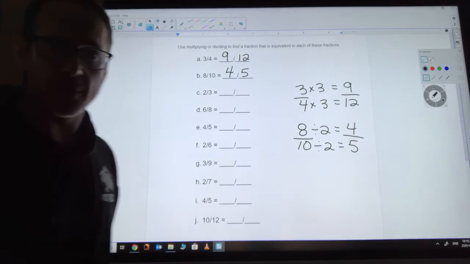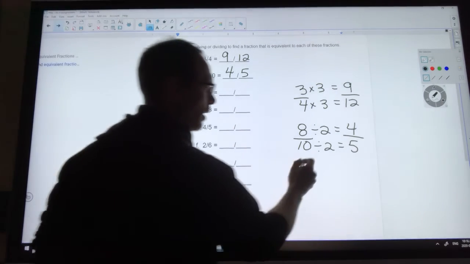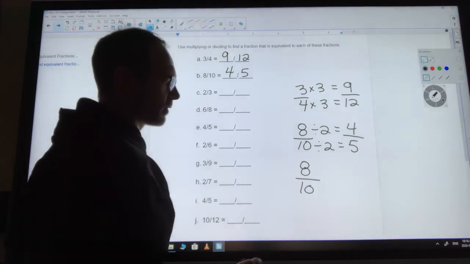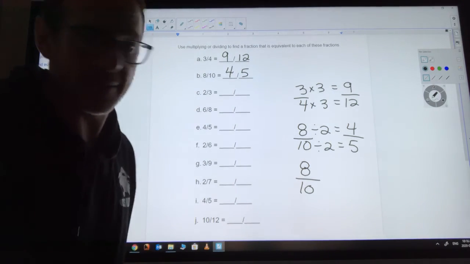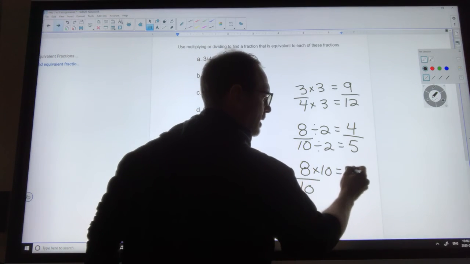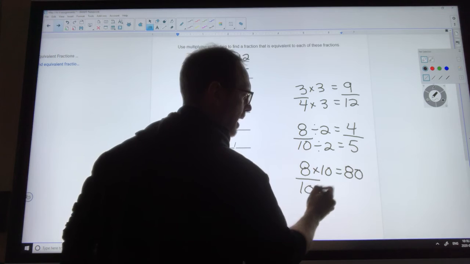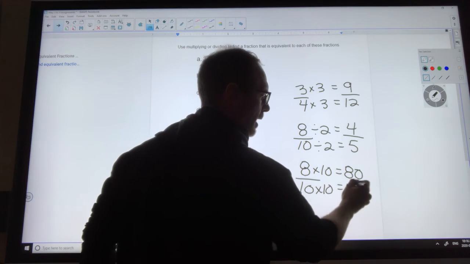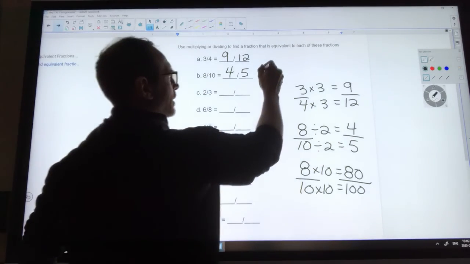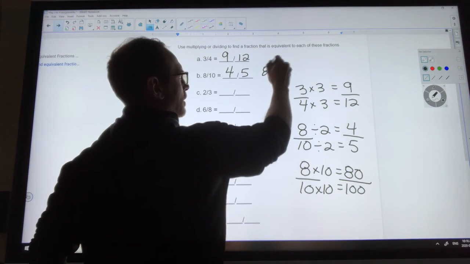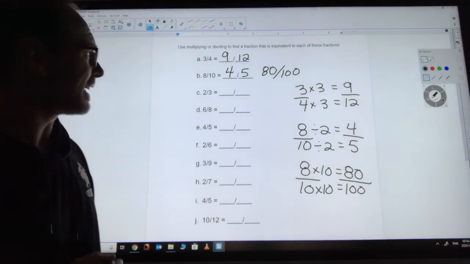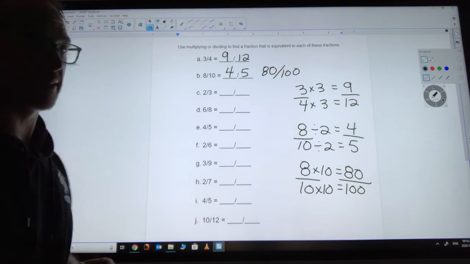But I don't have to use division. I could use multiplication too. I could say 8/10. What if I multiply each of them by, I don't know, let's say 10 even. 8 times 10 is 80, and 10 times 10 is 100. So 80/100ths, although it's big numbers in the fraction, it is equivalent to 8/10.